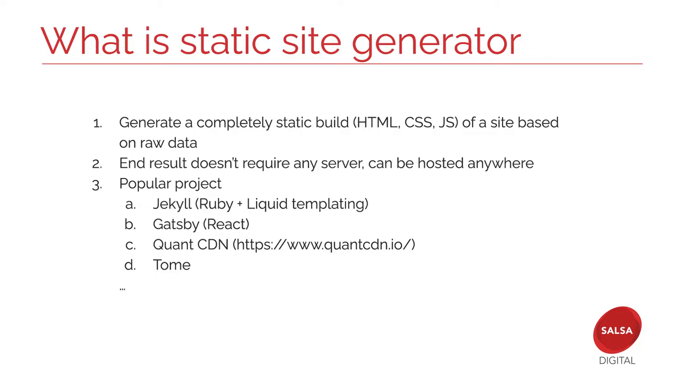The third option, Quant CDN, is quite a good option right now. If you have a site and you just want to provide a static site, using Quant CDN you can export the site as production ready, with Drupal as a backend. You can push any content changes onto Quant CDN, and they will automatically appear on your production site. And the final one on my list is TOM, which I'll discuss in more detail.